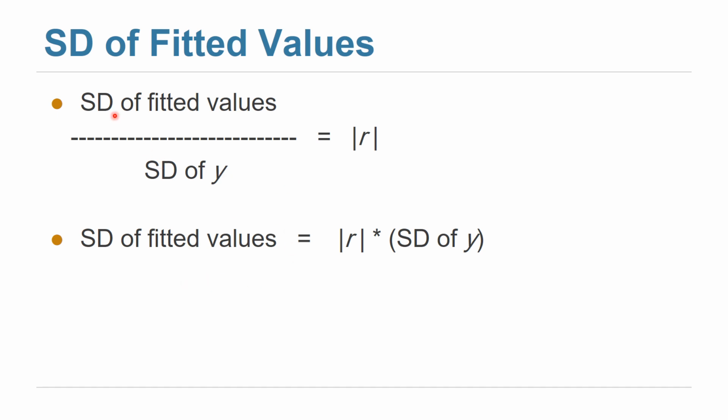So the ratio between the standard deviation of the fitted values and the standard deviation of y is the absolute value of the correlation, or in other words, the standard deviation of the predicted values is the absolute value of the correlation coefficient times the standard deviation of the observed values.